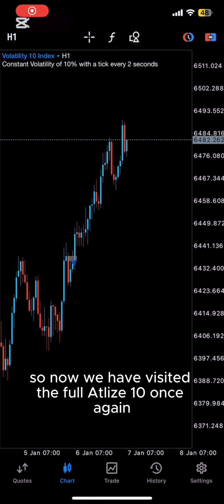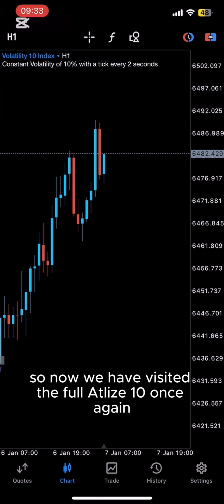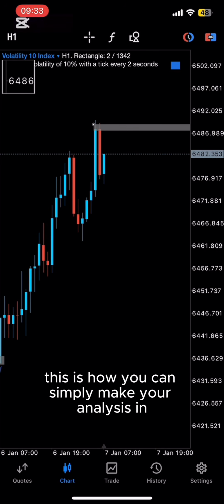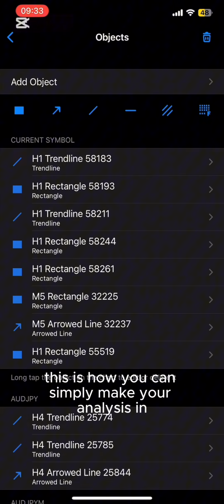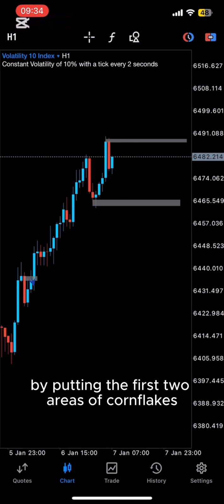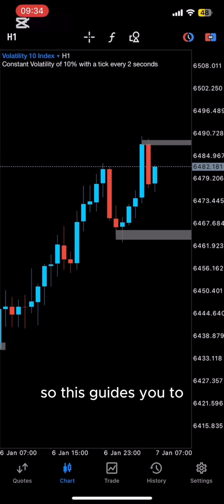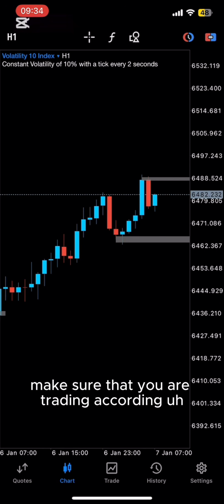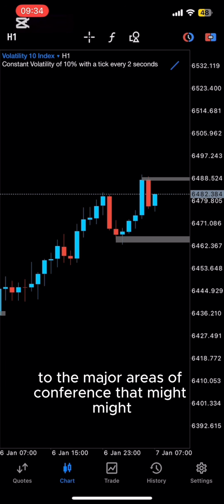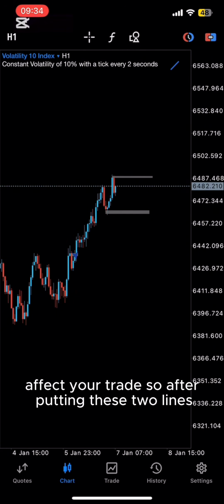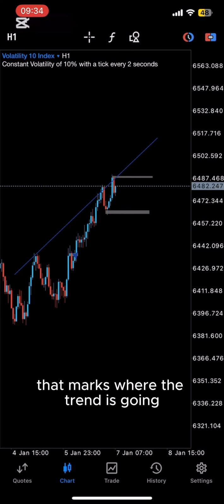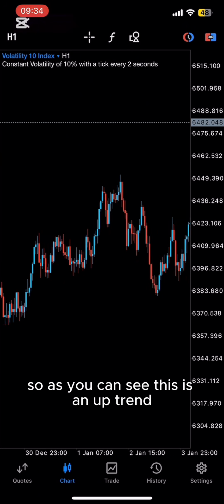So now we have visited the Volatility 10 once again. Let me break it down for you guys. This is how you can simply make your analysis in the forex market by putting the first two areas of confluence. This guides you to make sure that you are trading according to the major areas of confluence that might affect your trade. After putting these two lines, you always put a trend line that marks where the trend is going. As you can see, this is an uptrend.